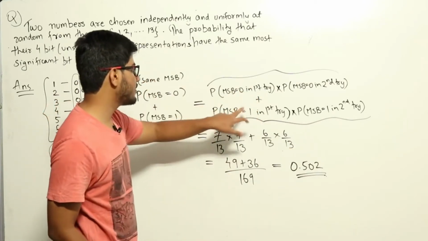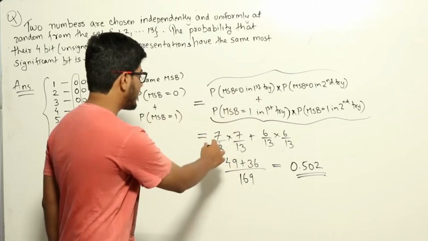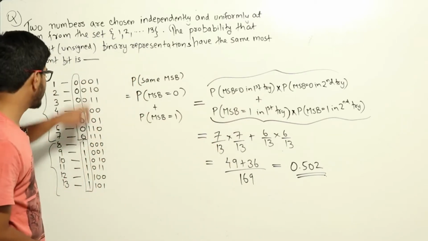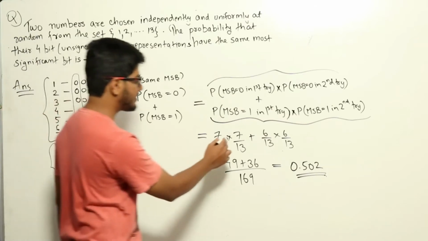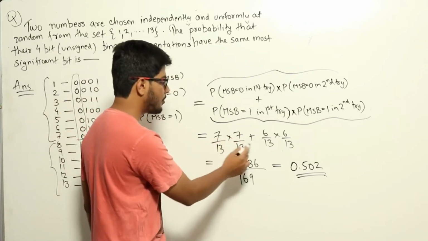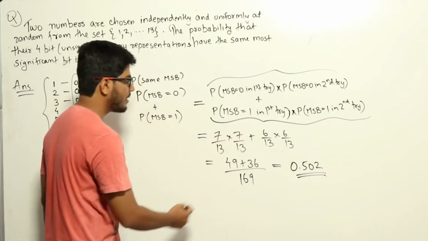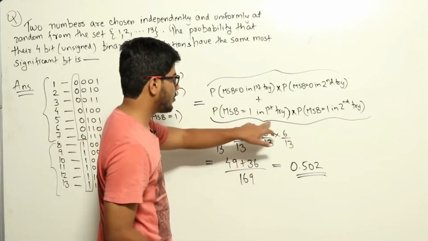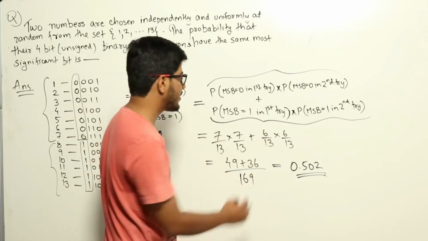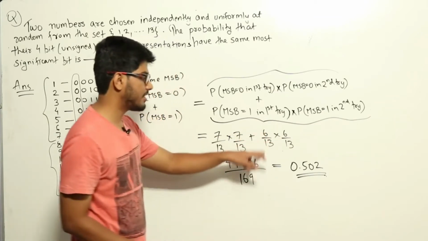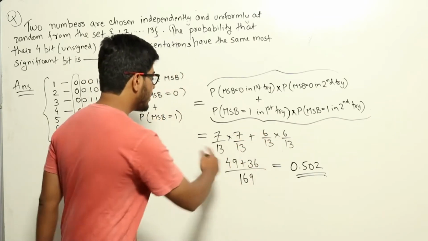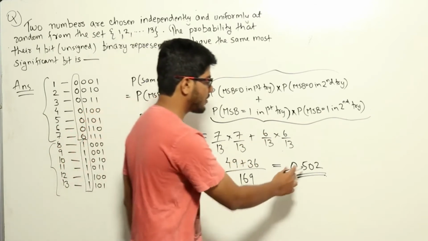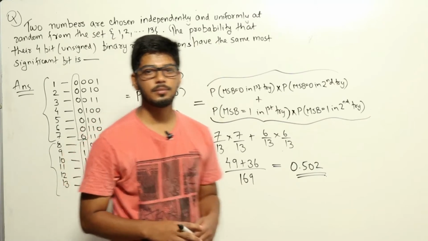The probability that the MSB must be equal to 0 in the first try is 7 by 13, because we had 7 numbers which had the MSB as 0, and there are a total of 13 numbers. So this will be 7 by 13 times 7 by 13. The probability remains the same in the first or second try. Plus 6 by 13 times 6 by 13. That is the probability that the MSB must be equal to 1, because there are 6 numbers having the MSB as 1, and in total there were 13 numbers. So this total would be (49 plus 36) by 169, that's equal to 0.502. That's the probability.